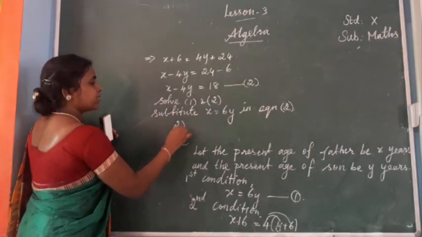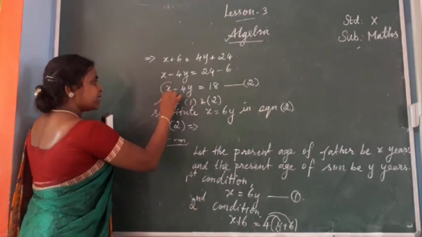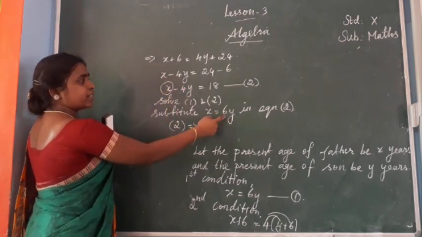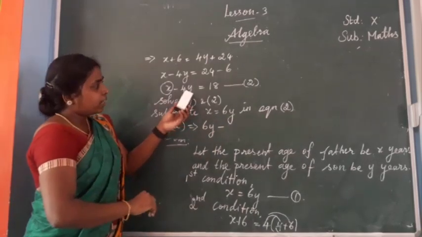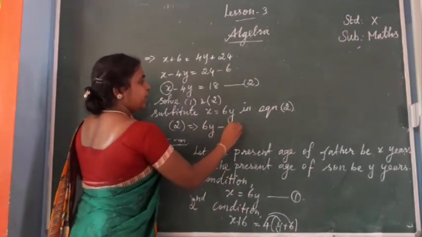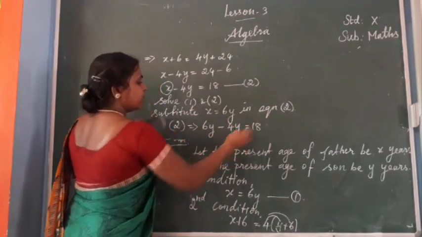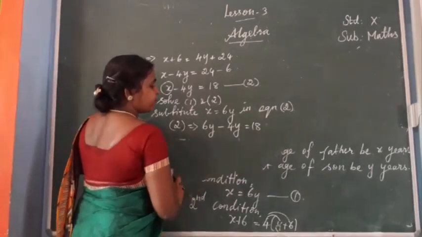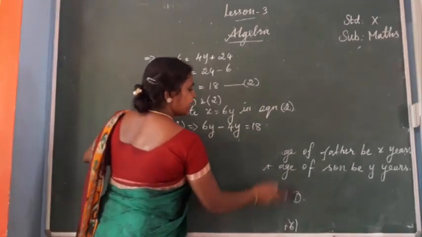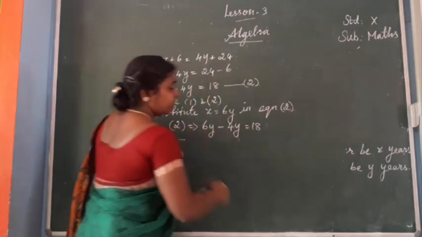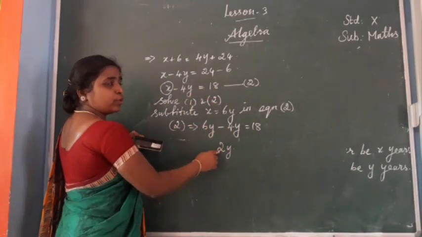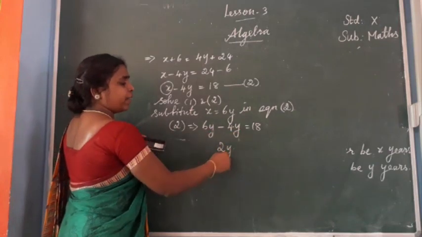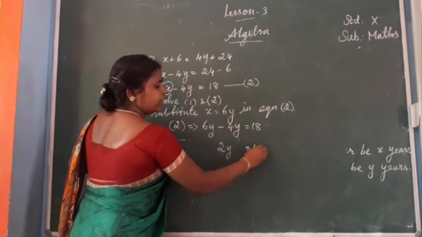Okay, equation 2 implies, instead of this x place, you have to write 6y. 6y minus the remaining 4y equal to 18. Now you subtract 6y minus 4y. 6y minus 4y means 2y. 6 minus 4 is 2. So the unknown is y. So 2y equal to 18.